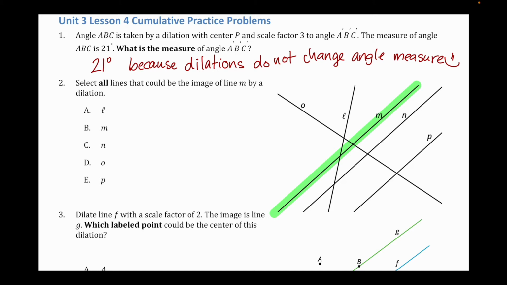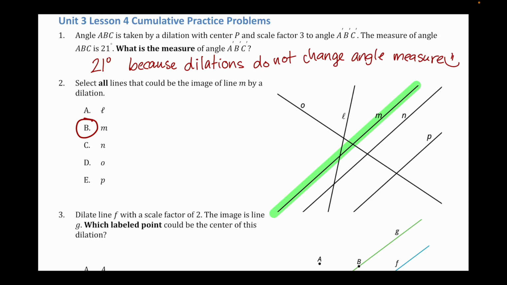So we know, first off, that pretty much a dilation, if the center of dilation is on the line, it can take it to itself. It's just going to maintain and be the same line still. So that means I can identify over here that B is one of the correct answers because that says line M. And that means that line M would just be itself. It could be its own image if the center of dilation is on the line.